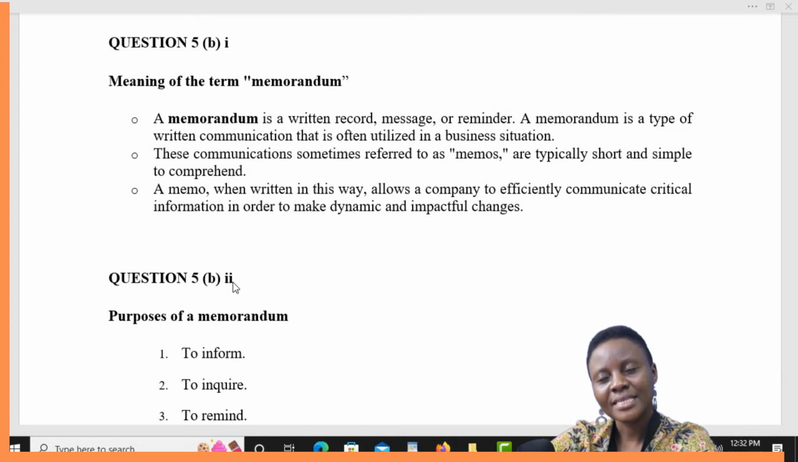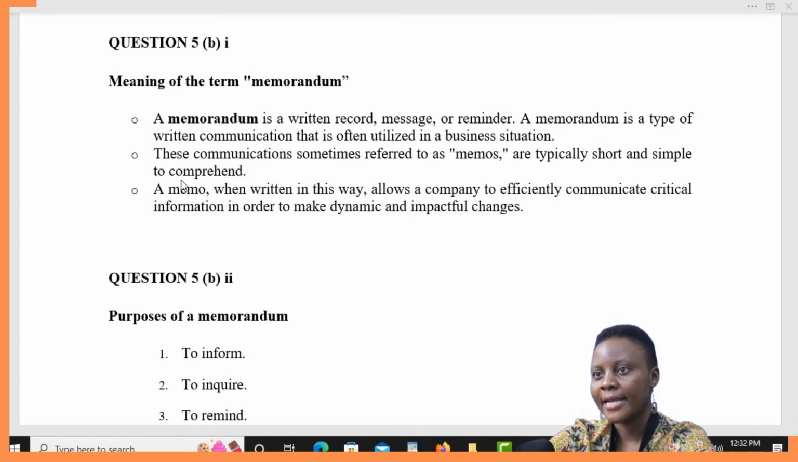And the memorandum is mostly abbreviated in the business context, usually called a memo, which is a short kind of letter or a short kind of message that is normally sent to instruct people about something or to inform people about something, whether a meeting, or an occurrence that you feel your staff need to know. Sometimes you use this kind of communication. So here we have this definition. It is a written record, message or reminder.